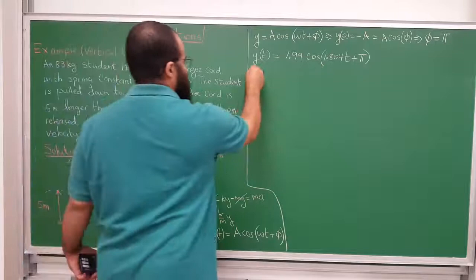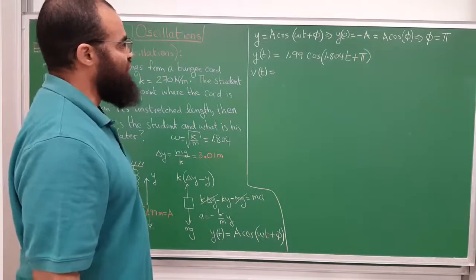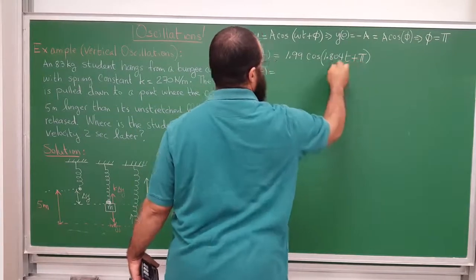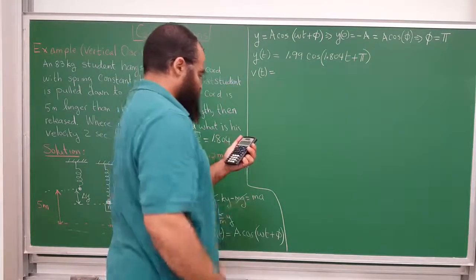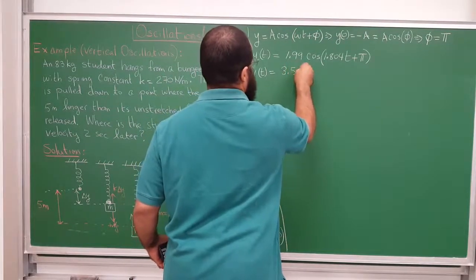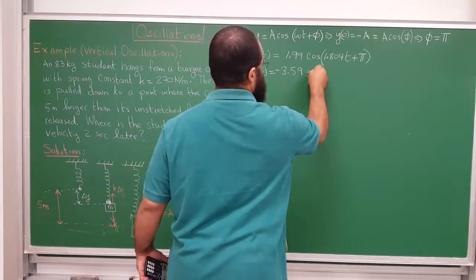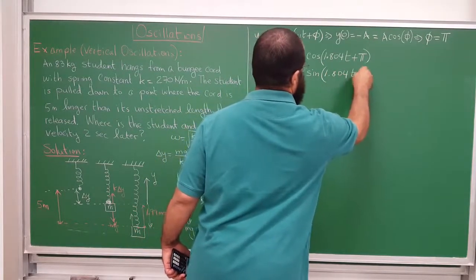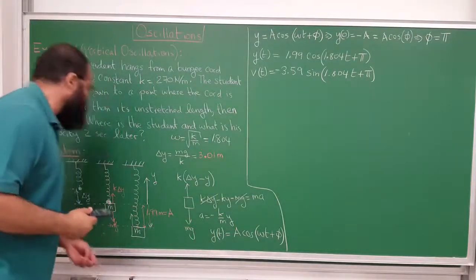For the velocity v of t, you will take the derivative of this. Derivative of cosine will give you negative sine, and then the 1.804 comes out because of the chain rule. Derivative of the inside is just 1.804. So 1.804 times 1.99 will give me 3.59. Oh, don't forget the minus sign, because derivative of cosine is minus sine. So, negative 3.59 sine of 1.804 t plus pi. Okay, we're ready. We have the full function now, and we're ready to just answer the questions.